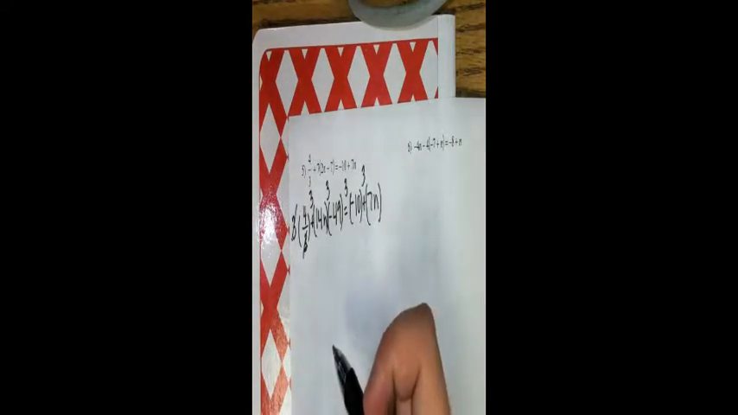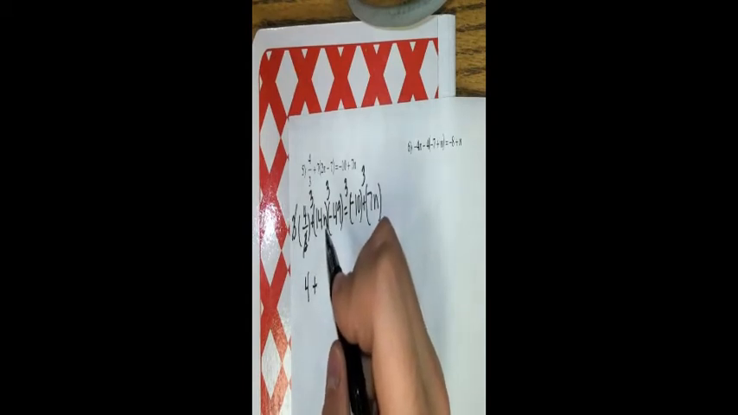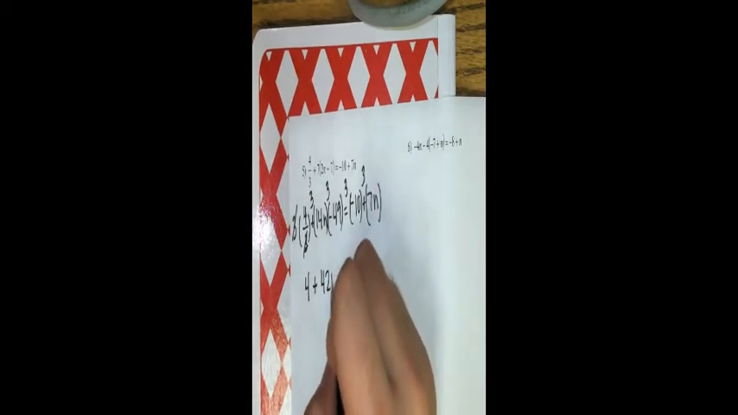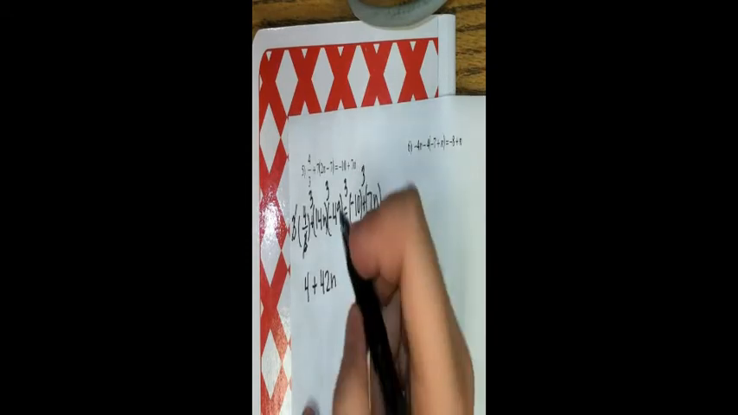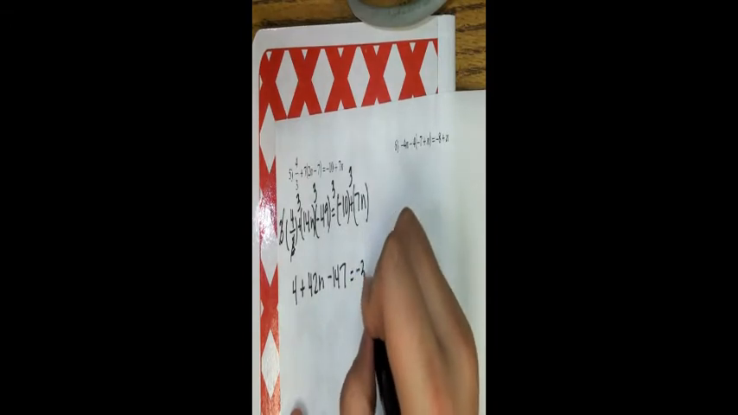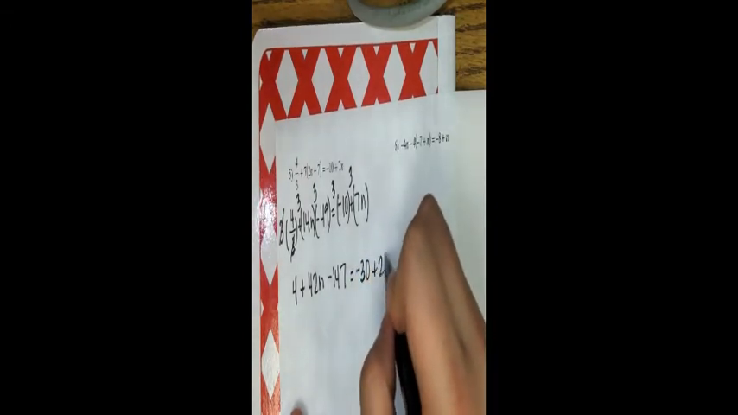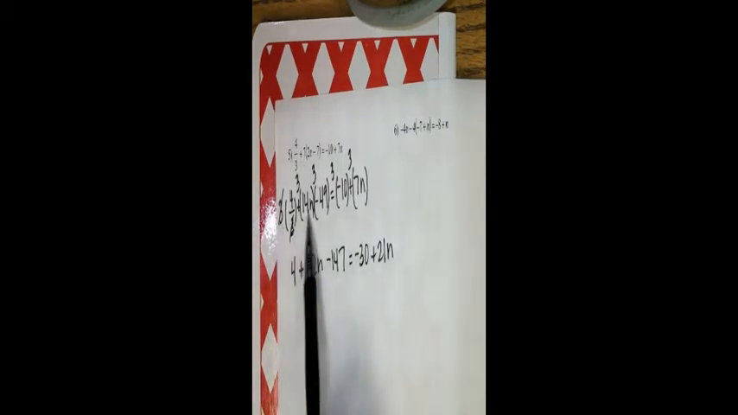Okay, so we're going to be left with 4 plus 14 times 3, which is 42n. And then 3 times negative 49 gives us negative 147 is equal to negative 30 plus 21n. Okay, with me so far? Again, all I've done here is multiply everything by 3. Okay, now step number 3 is a little bit different now.